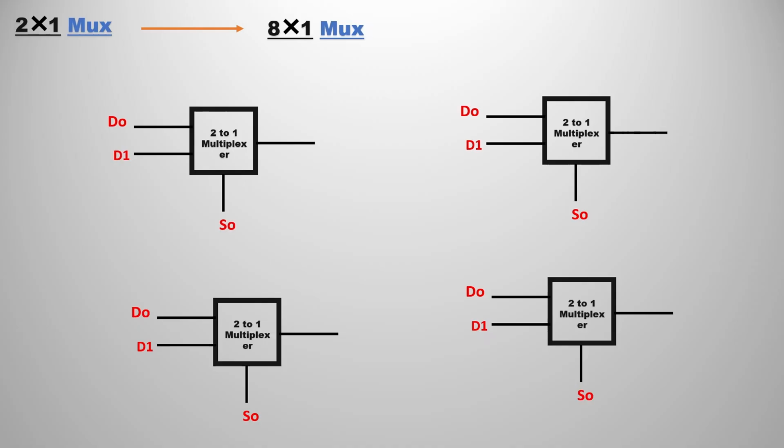So the next conversion is we have to obtain the 8 cross 1 MUX. The same thing, the 8 cross 1 MUX only, but with the help of 2 cross 1 MUXs. In the previous case we saw it with the help of 4 cross 1 MUX. In this case we are going to obtain it with the help of 2 cross 1 MUXs. If you observe here clearly, we need a total of 8 inputs. For that we need a total of 4 2 cross 1 MUXs.